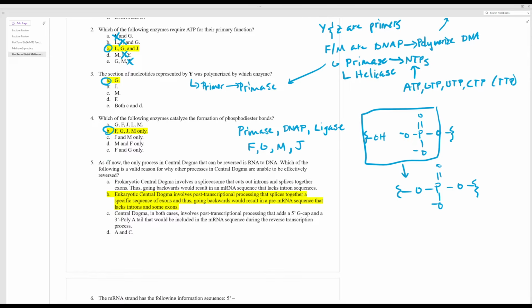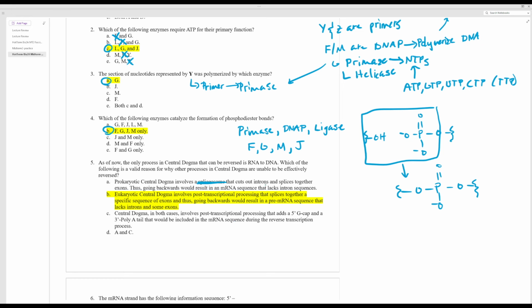Five, as of now, the only process in Central Dogma that can be reversed is RNA to DNA. I really should say effectively reversed. Which of the following is a valid reason for why other processes in Central Dogma are unable to be effectively reversed? There we go. That's the proper language. A, prokaryotic Central Dogma involves a spliceosome that cuts out introns and splices together exons, thus going backwards would result in an mRNA sequence that lacks intron sequences. Prokaryotic Central Dogma, does it involve a spliceosome? No, it does not.